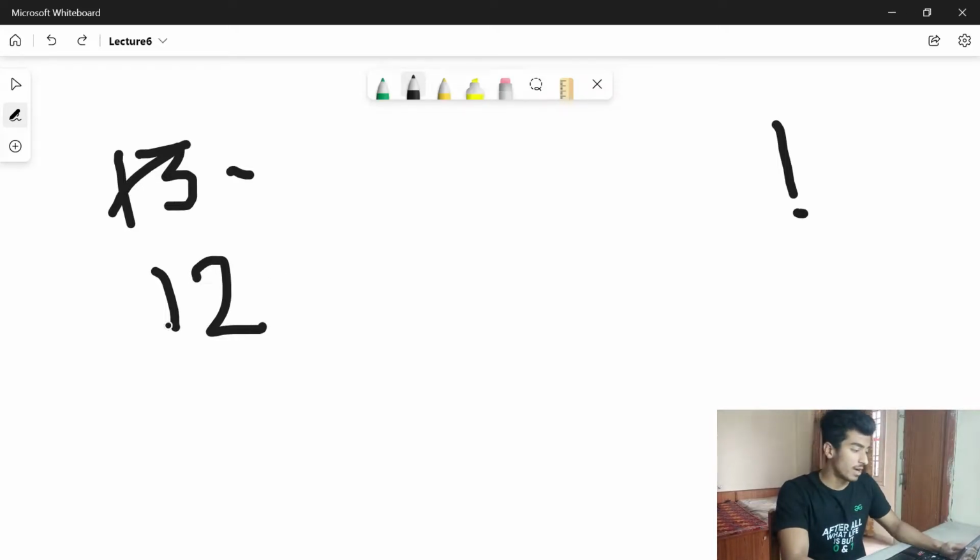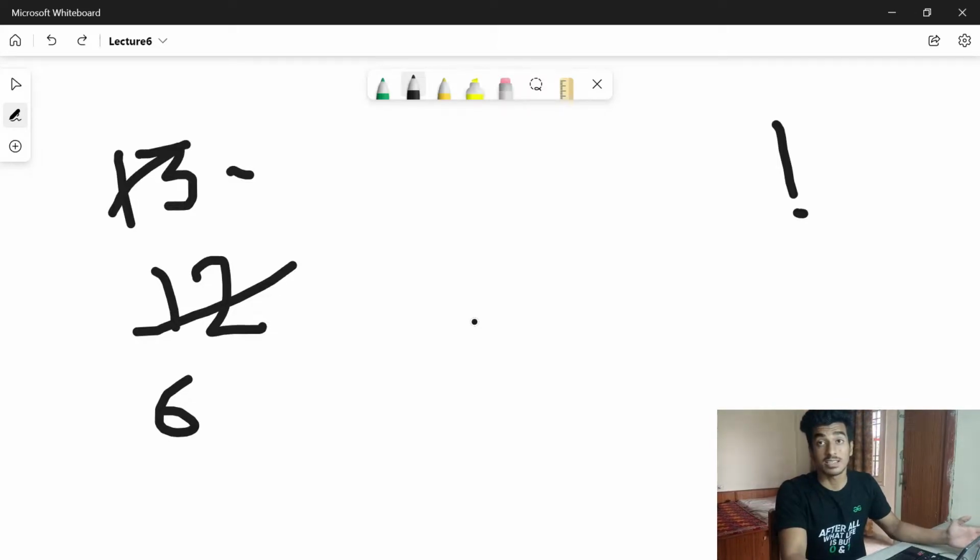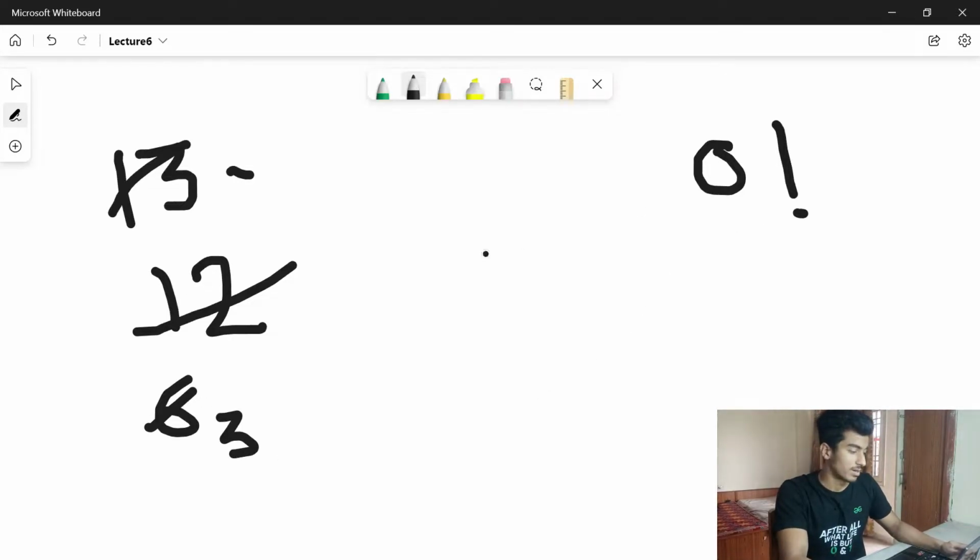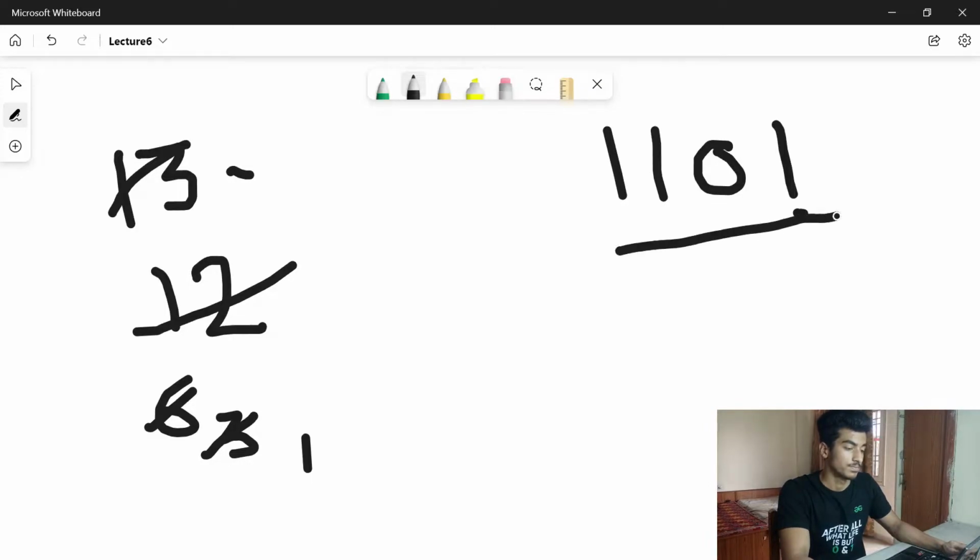And after that, we have to divide it by 2. After dividing, we have 6. 6 is an even number, so we will write 0 here. Again divide it by 2. 3 is an odd number, so we will write 1 here. Again divide it by 2. Then we have 1. 1 is an odd number, so we will write 1 here. That is it. This is 8, this is 4, this is 1. That is 13. Now let's see some other example.